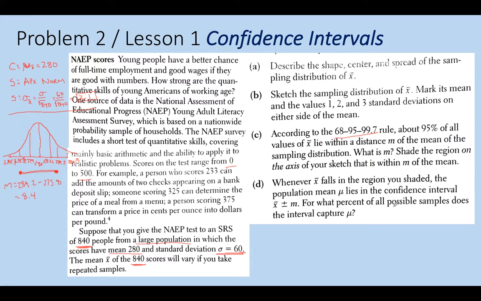So, for what percentage of all possible samples does the interval capture mu? Well, for part D here, we're just going to say about 95%. So this right here is a question asking about confidence level, really. So, what percentage of all possible samples? So here's one sample. That's one sample, and 95% of all the samples that I take, assuming I took many, many samples, would capture the true mean right here of 282.